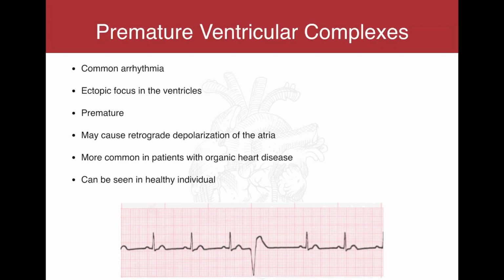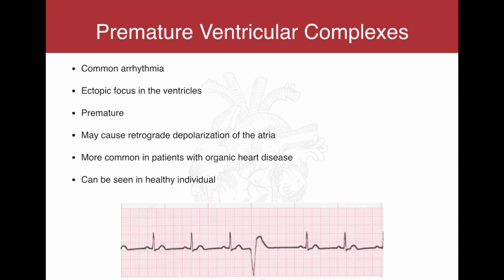So not only do we have these premature beats, one of the things that we sometimes can see with a PVC is retrograde depolarization of the atria. Now, this is not common. Most of the time we have what's called AV dissociation, where the atria and the ventricles are not communicating with each other. But on occasion, you can get retrograde depolarization of the atria, and you can spot an inverted P wave somewhere within that QRS complex or nearby. But oftentimes, even when it does retrograde depolarize, that's going to be hidden within the QRS complex and not seen.